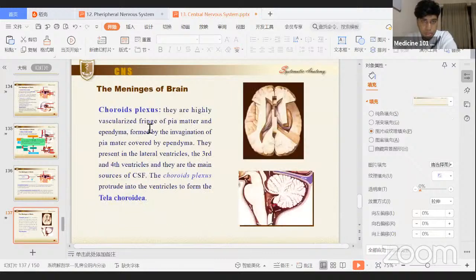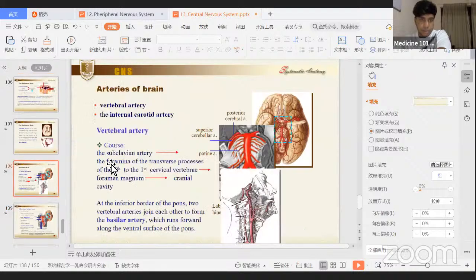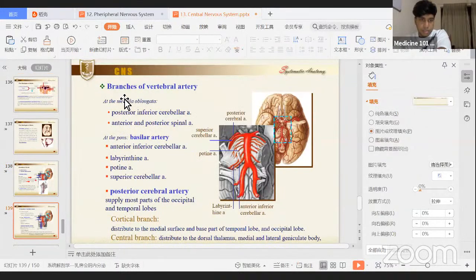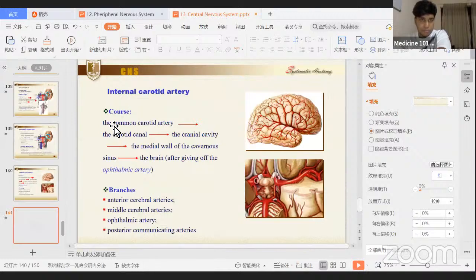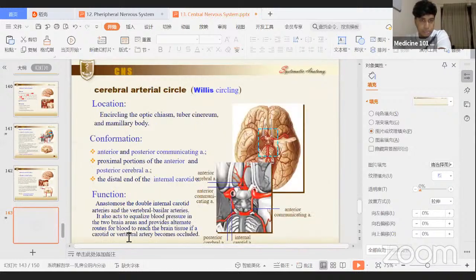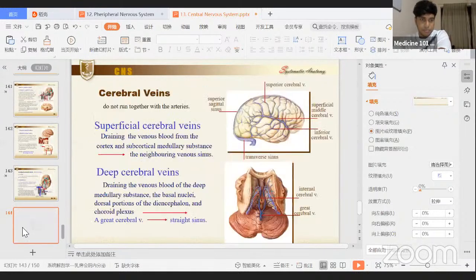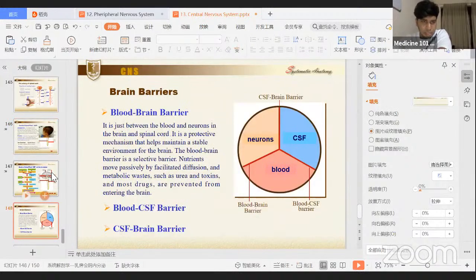Choroid plexus, vertebral arteries, basilar arteries, internal carotid arteries, anterior cerebral. Here, if a lesion happens, it's called hydrocephalus. Okay, blood-brain barrier, this is physiology.